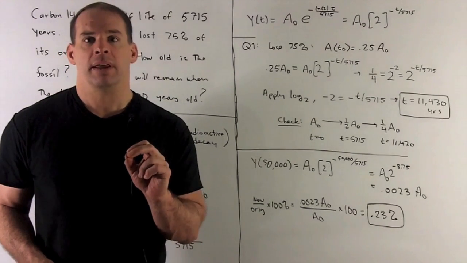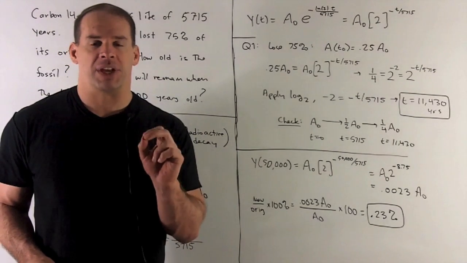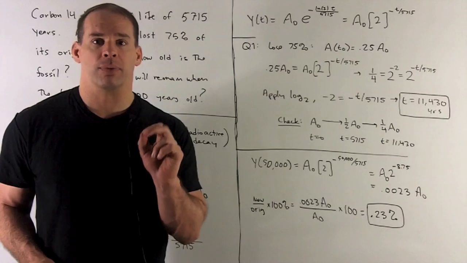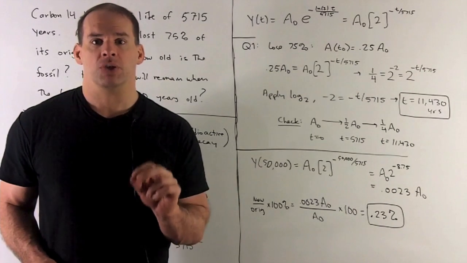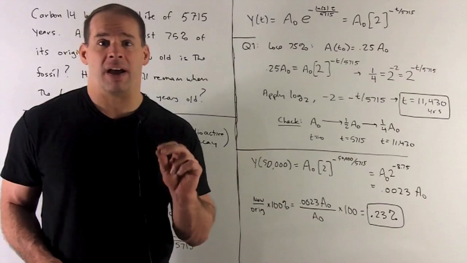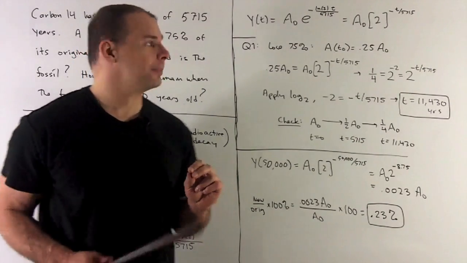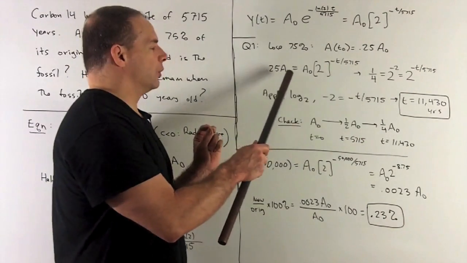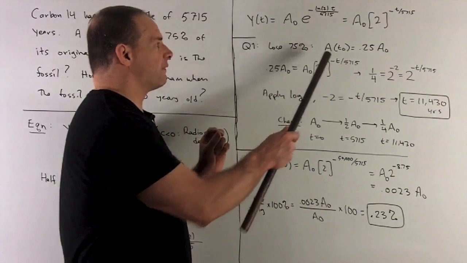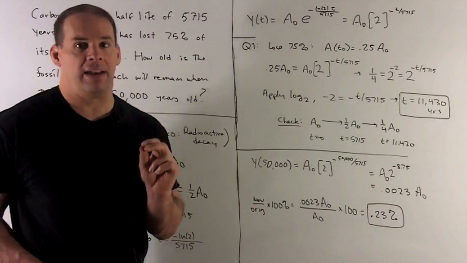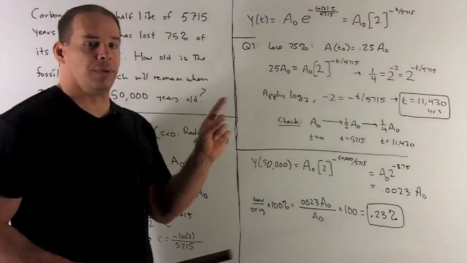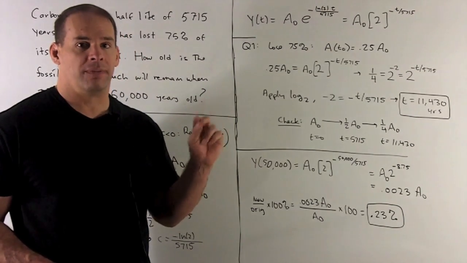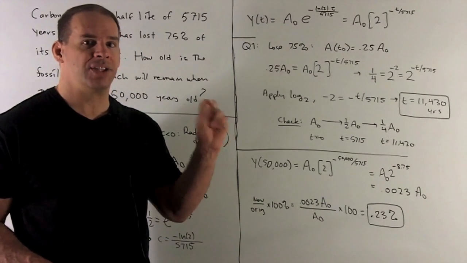The first one, we've lost 75% of our original sample of carbon-14. That means we have 25% right now. So if we start with A0, we now have 0.25 A0. We're going to set that equal to our equation, and then we're going to solve for t. Again, the A0s cancel. I could rewrite 0.25 as 1/4 or 2 to the minus 2.